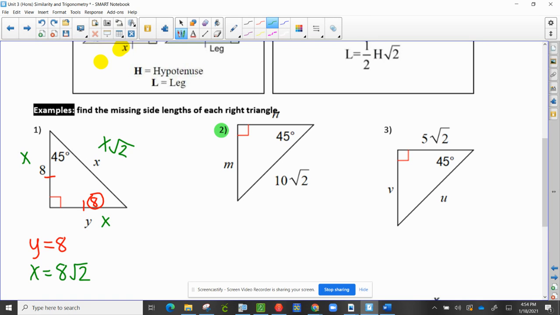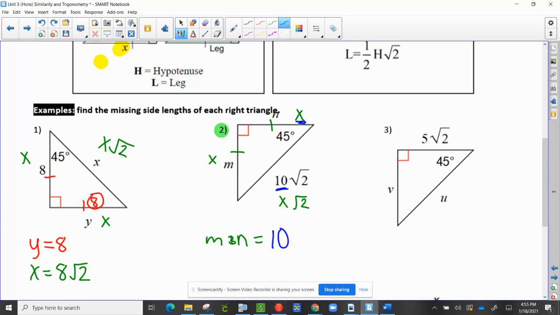So let's look at number 2. Again, our legs, think of those as x and x. And then our hypotenuse we could label as x root 2. So if the hypotenuse is 10 root 2, what does that make m and n? Because these are both the legs, they're going to be the same thing. So what would m and n equal? Hopefully you're noticing that 10 is the coefficient in front of the root 2. So 10 is x. So m and n would both be 10.